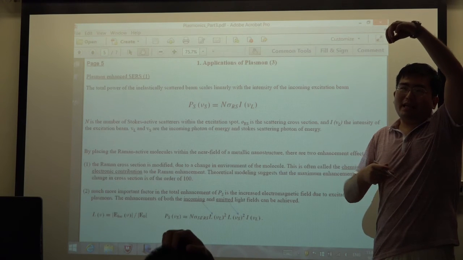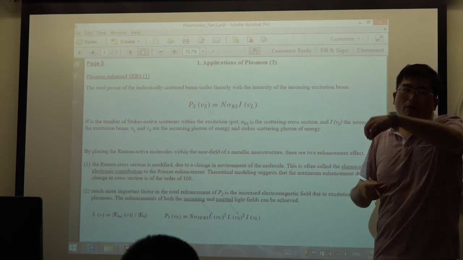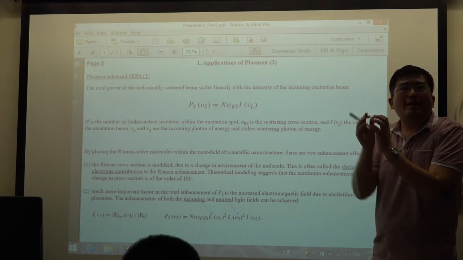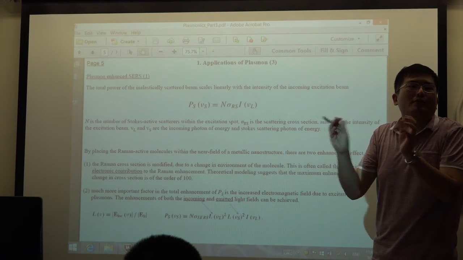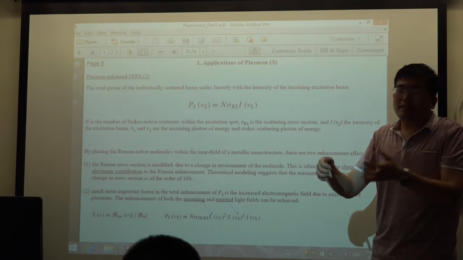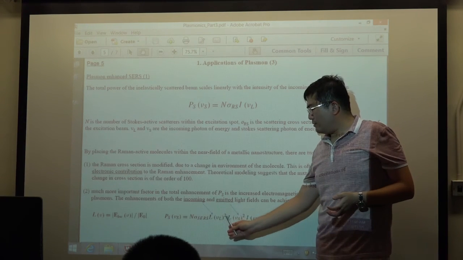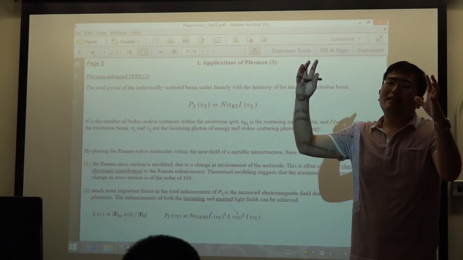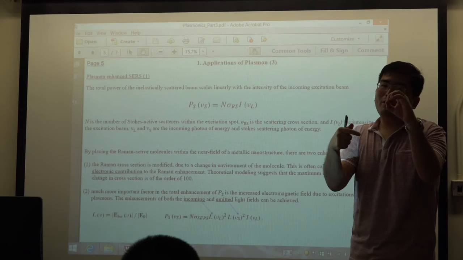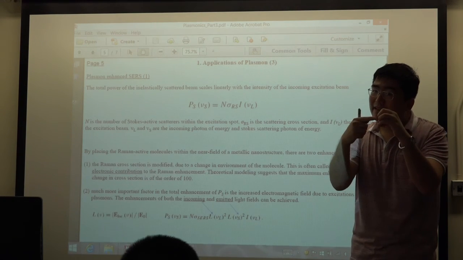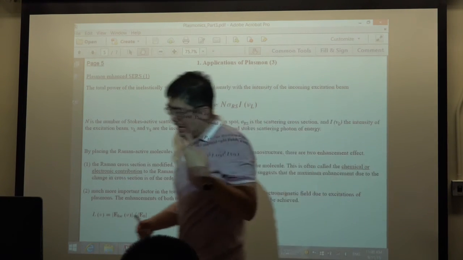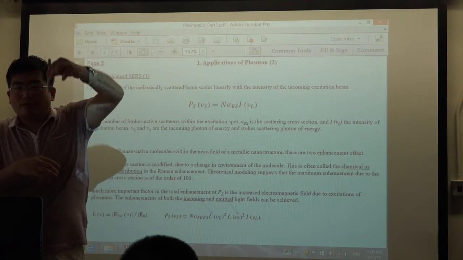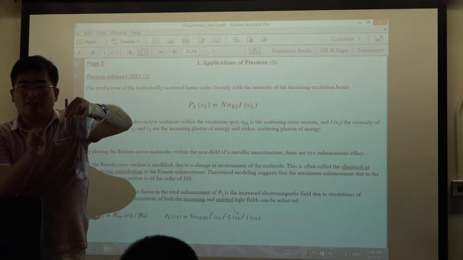First, when you use a laser to excite this Raman molecule, because you put it around this EM structure, the EM enhances the near field. Enhance the near field. So the incident wave is enhanced the first time. Then the molecule emits light. The emitted light is also enhanced by the metallic nanostructure again. This is double enhancement. The first enhancement is when the incident plane wave hits the metallic nanostructure.